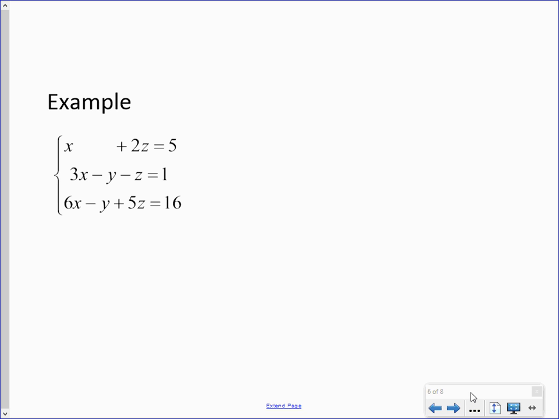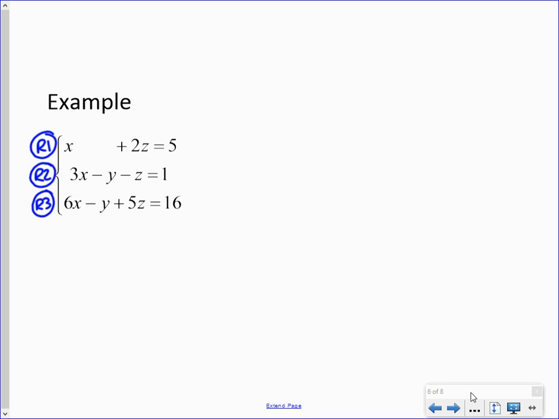So x plus 2z equals 5. 3x minus y minus z equals 1. And 6x minus y plus 5z equals 16. And maybe on this one, some of you say you multiply or you name them R1, R2, R3. And so you could do ABCs or you could do R's.